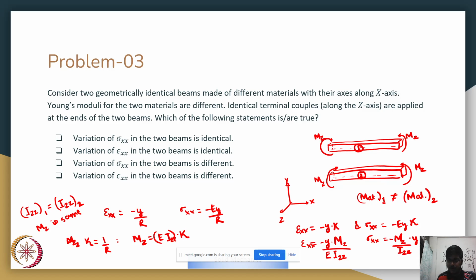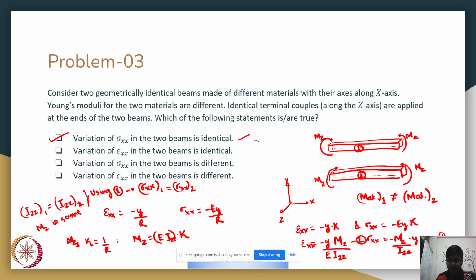Therefore, I'll just name this as equation 1. Using equation 1, what we obtain is sigma xx of beam 1 should be equal to sigma xx of beam 2. Correct? So variation of sigma xx in the two beams is identical, which is the first option.